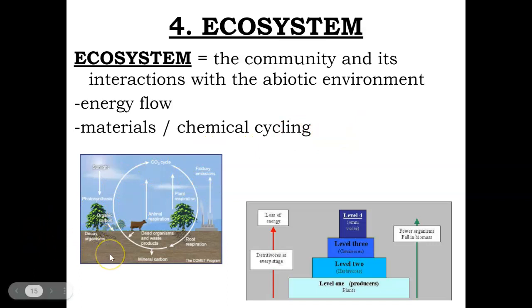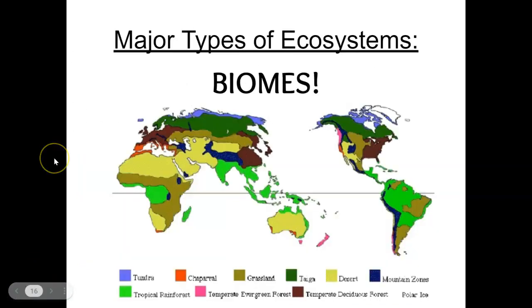We can look at the water cycle and how that affects the ecosystem, temperature changes, and how that affects different organisms and their behaviors. That's all part of an ecosystem. There is actually another level of study. If we study the major types of ecosystems, we're now studying the biomes.